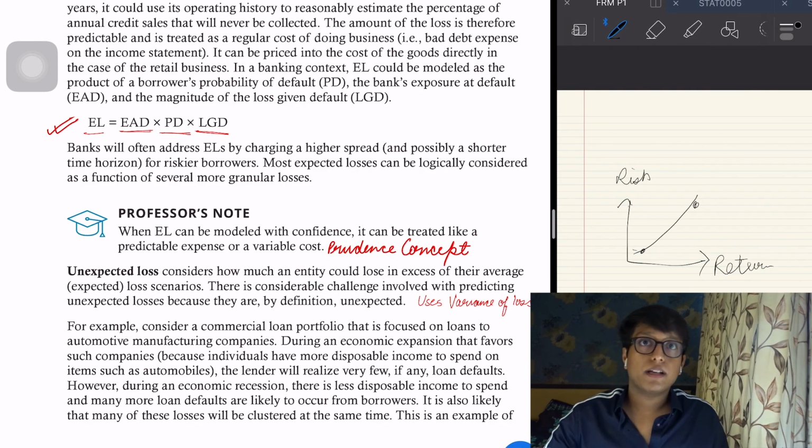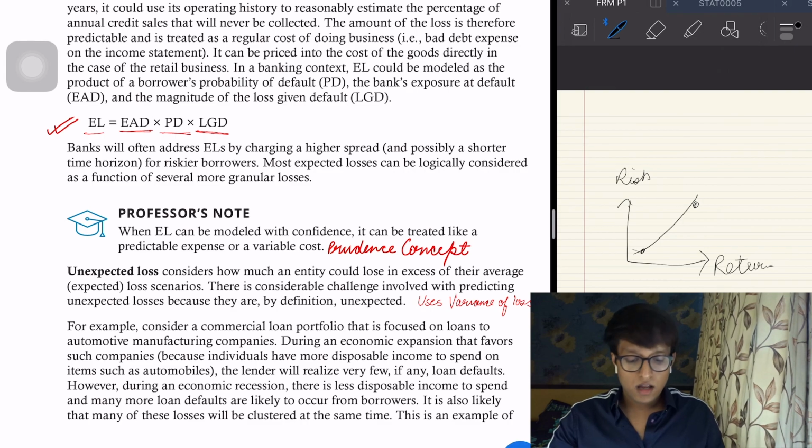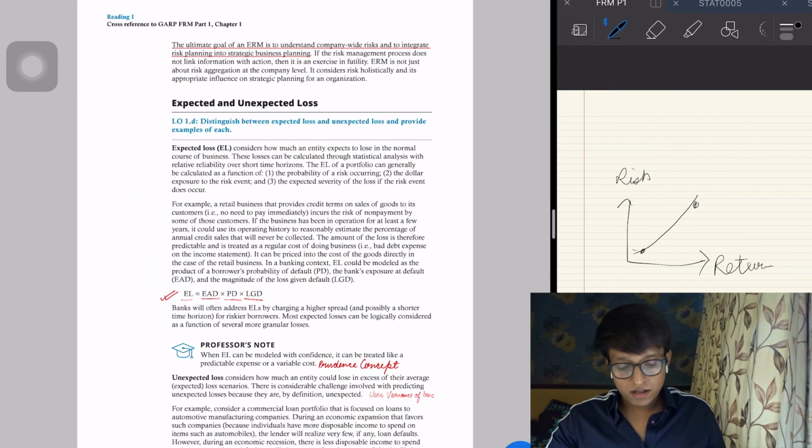Now, for unexpected loss, you need to use the variance of the loss and a number of other figures, and the calculation for this will come later. It's not mentioned over here.